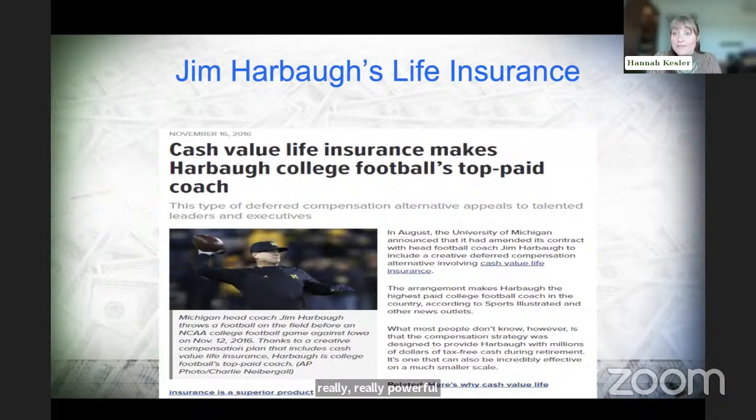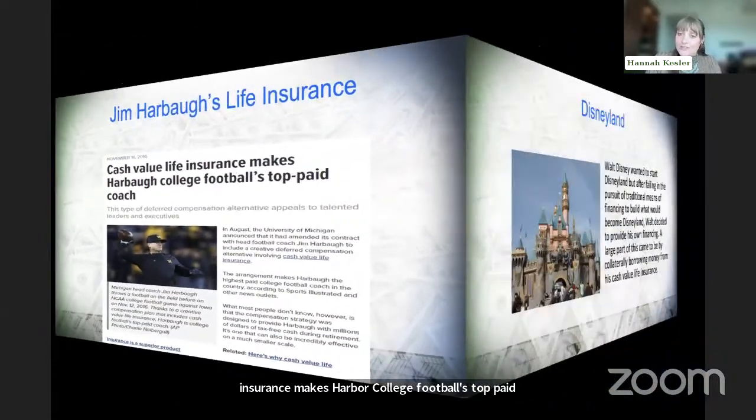Well, here's some real life examples. Here's an article that was posted on November 16th, 2016. And I remember this because Dad and I were over in Denver, Colorado, and we were going to get up on stage and teach on this concept. And this article came up and it said cash value life insurance makes Harbaugh college football's top paid coach. Y'all, the University of Michigan is using this stuff.